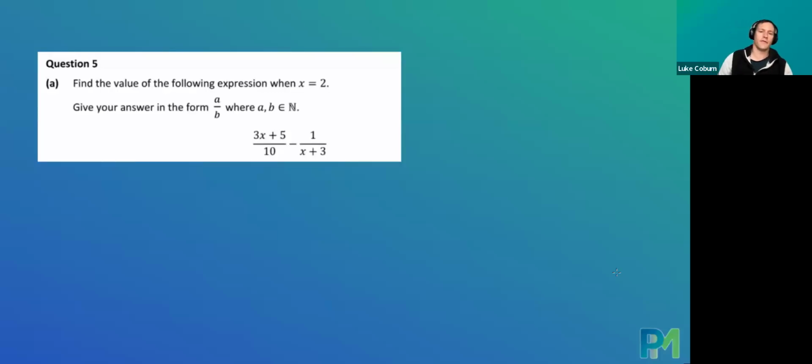Okay, so we have one here. Find the value of the following expression when x is equal to 2, and give your answer in the form of a over b, where a is an element of the integers and b is a natural number.